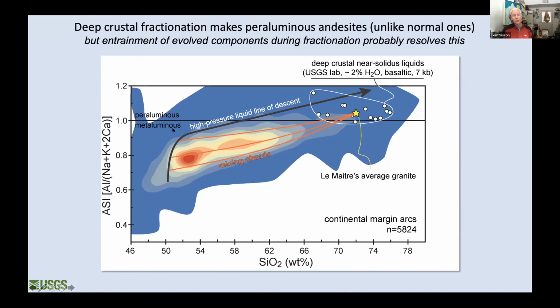Now, we experimentalists are still arguing about what this is. My hunch is that entrainment of evolved components during fractionation will probably resolve this disparity. And that just says that the systems are more complicated than deep basaltic magmas undergoing Bowen-style crystallization differentiation.